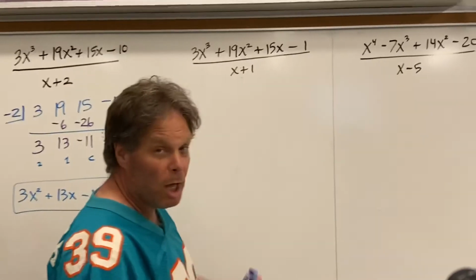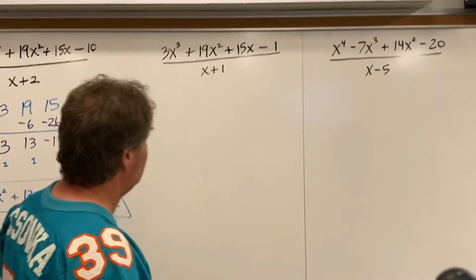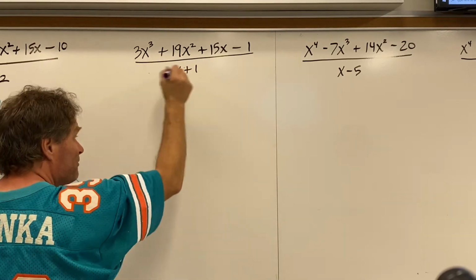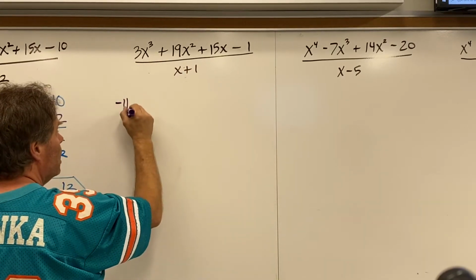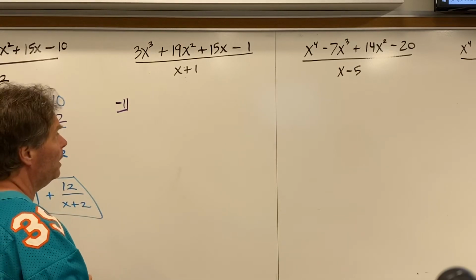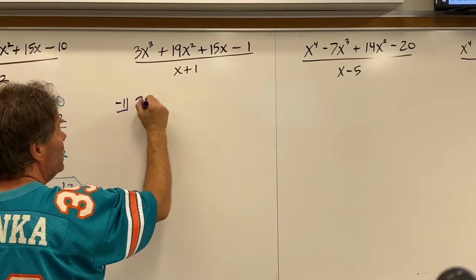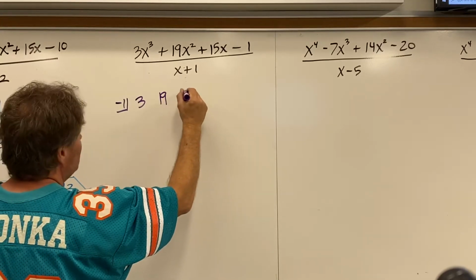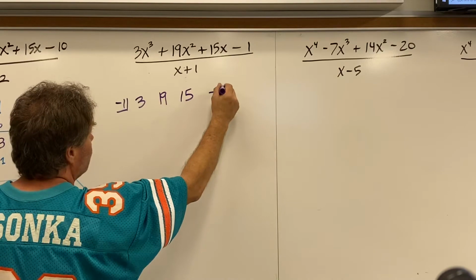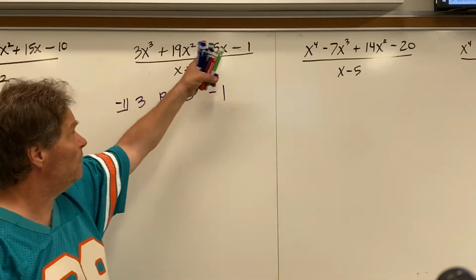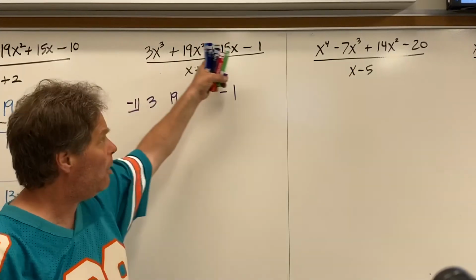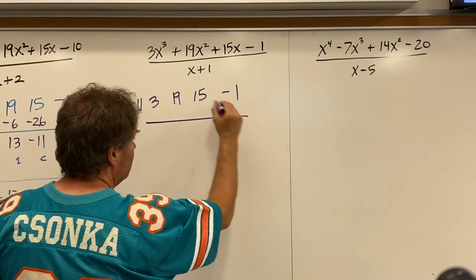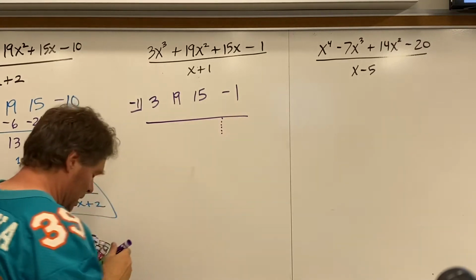Okay, x plus 1. The root that goes with the factor x plus 1 would be -1, with the backwards L thing. Then you're going to go 3x to the third, 19x squared, 15x minus 1. Notice there still was no missing power. I'm always checking to see if there's missing powers because I got to account for them with zeros if there are. But there weren't in this case. Leave a little space.